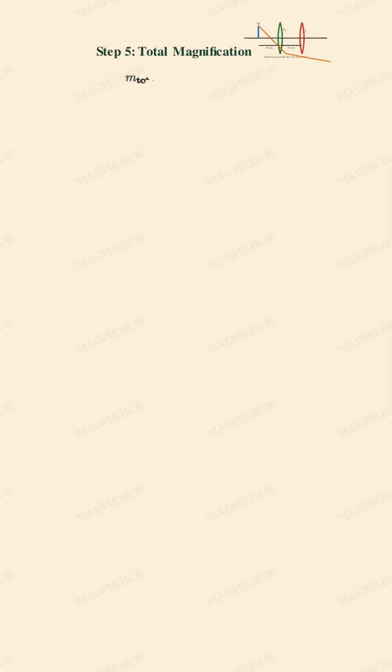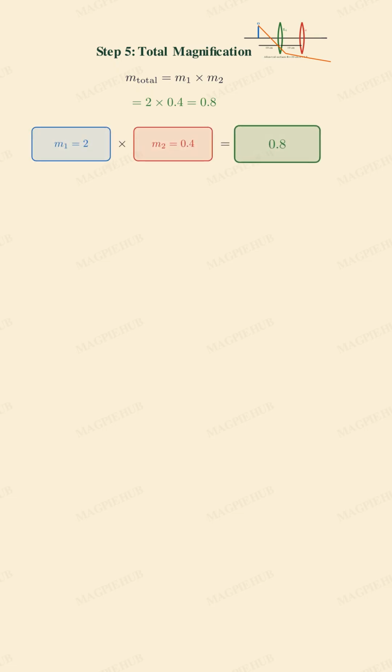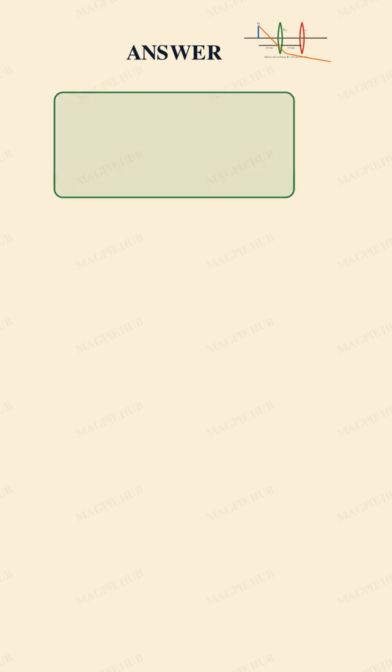Step 5. The total magnification. M total equals m1 times m2, which is 2 times 0.4, giving us 0.8. The answer is option B, 0.8. The convex lens L1 produces a magnification of 2, and the concave lens L2 gives 0.4. Their product, 0.8, is the total magnification.